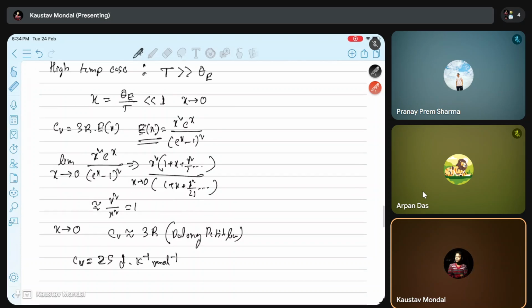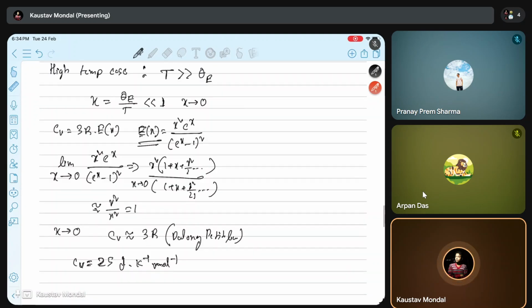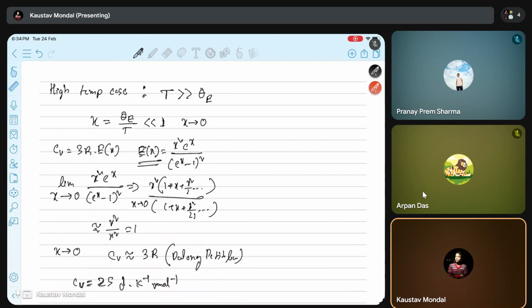So for the high temperature case, as you can see, this Einstein assumption matches with the experimental result. In that way, for the high temperature limit, the Einstein formulation is successful. But next we will be considering the low temperature case.